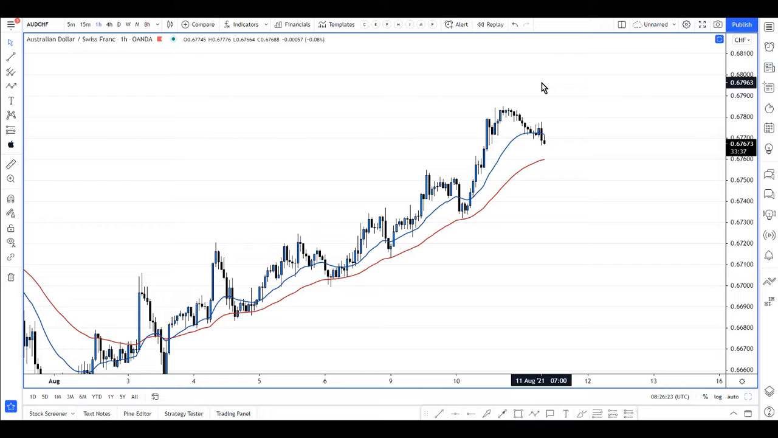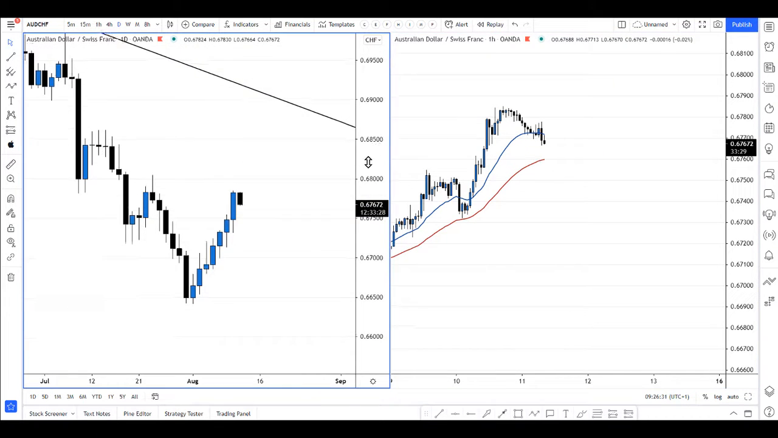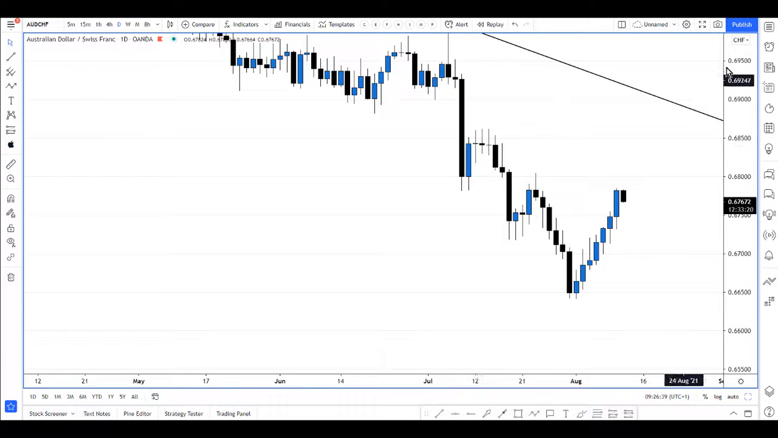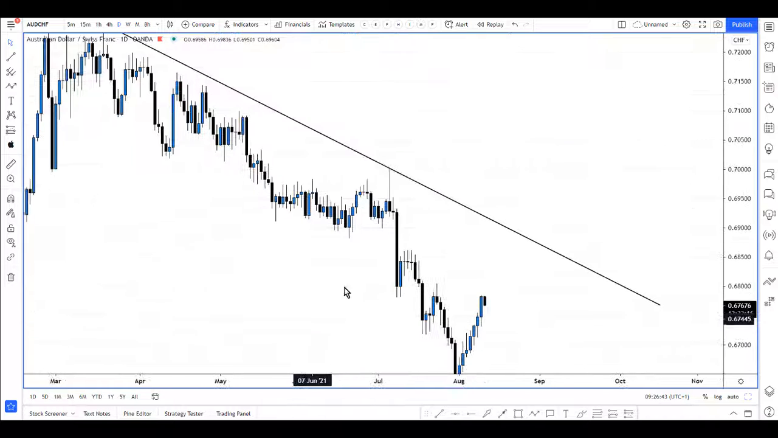And if you are going to take it, just be aware of the fact that we have had a big bullish run, and I'd be expecting at least some correction. I don't know whether this is an impulse, then a correction, then another impulse. The bigger trend, as you can see, is to the downside on the daily.